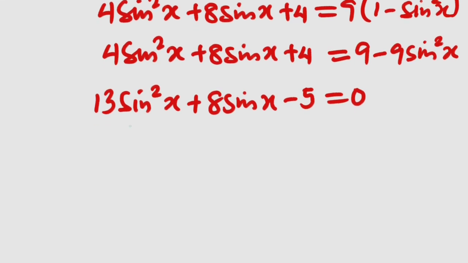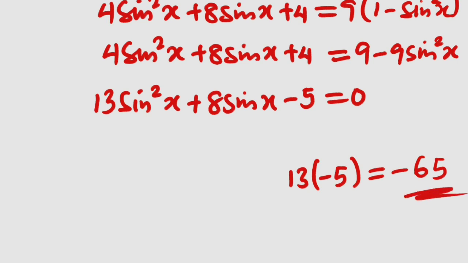How do we factorize it? We take 13, which is the leading coefficient. We multiply by the constant term, which is negative 5. And this will give us negative 65. Now we are going to think of two numbers that we can multiply together to get negative 65. And when we add them together, we have positive 8. Already you can see that 13 minus 5 is 8. And 13 times negative 5 is negative 65. So we can use them.